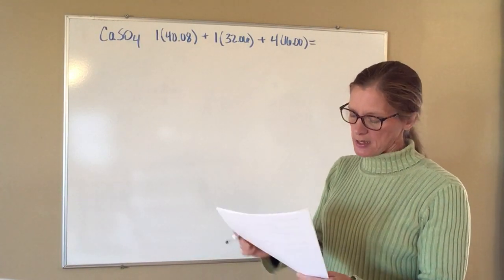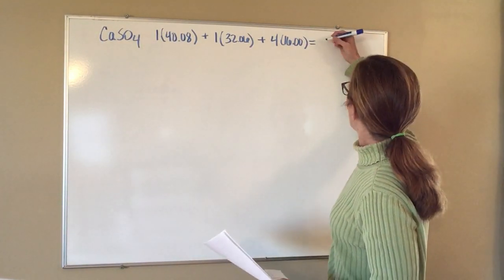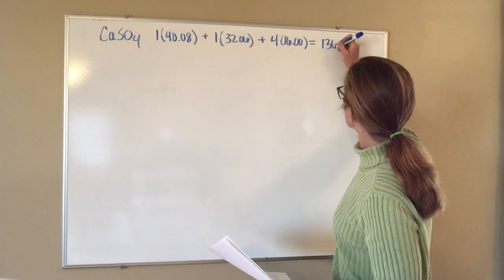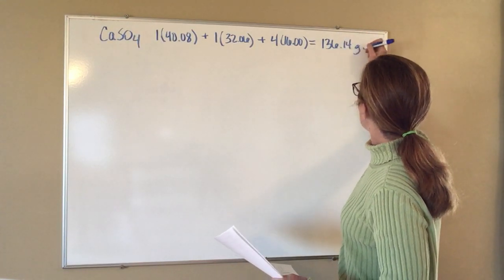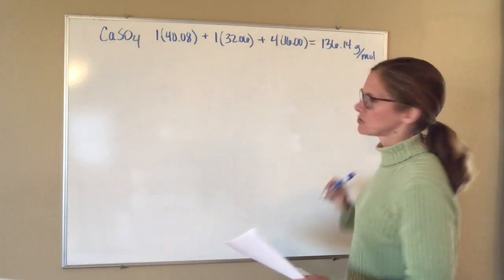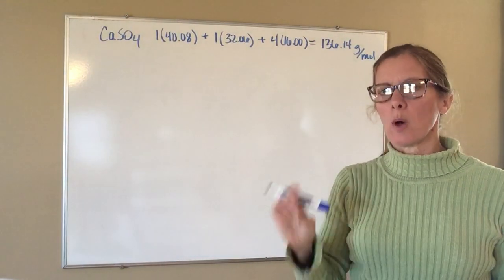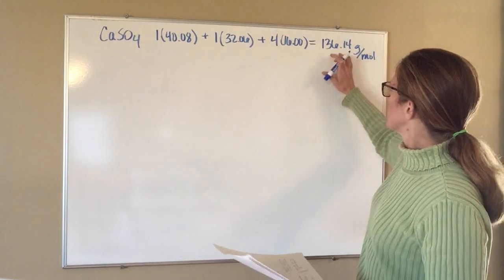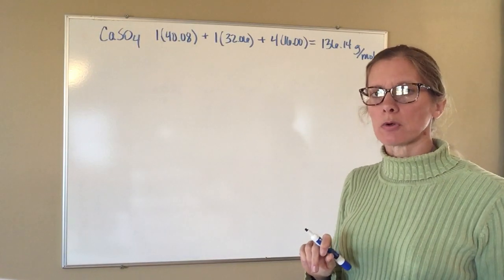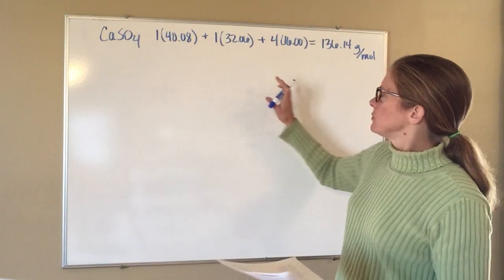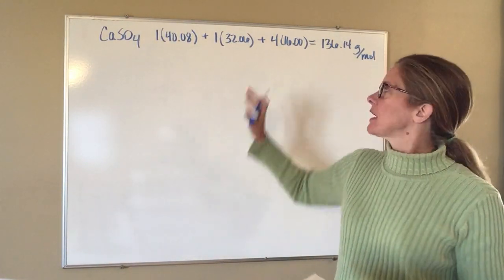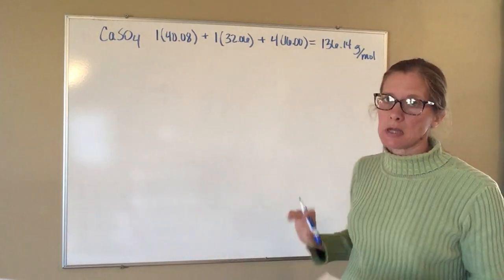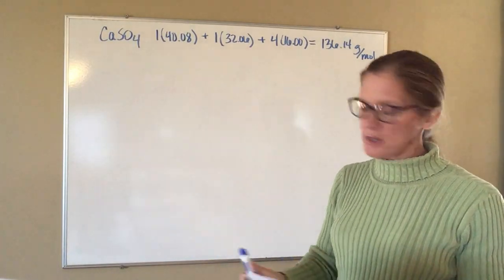So when you get done, you should have an answer of 136.14, and the correct units on that is grams per mole, because for every 1 mole of calcium sulfate, there will be 136.14 grams, okay? I would encourage you to get your calculator, type it in, make sure you get this same answer. We'll do one more example.